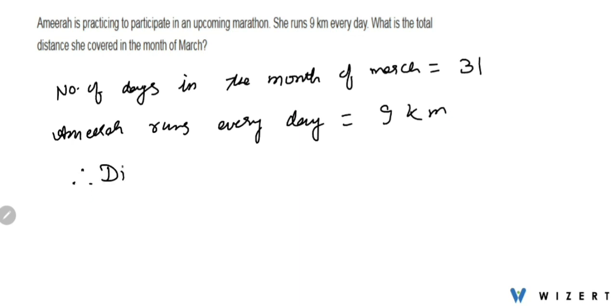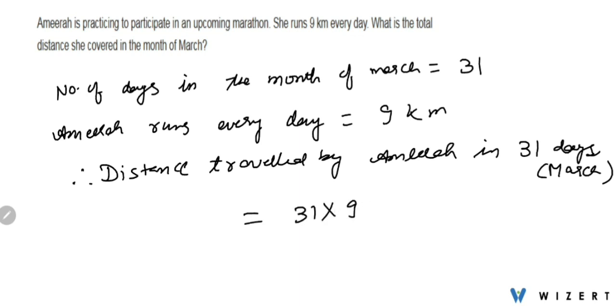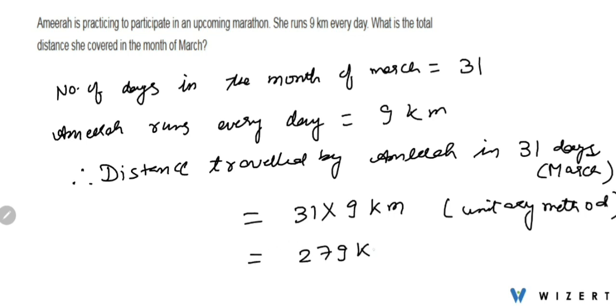So, if we have to find the distance travelled by Amira in 31 days, which is the month of March, this is equal to 31 multiplied by 9 km by the unitary method. So, if we simplify it or multiply it, we will get the distance as 279 km.